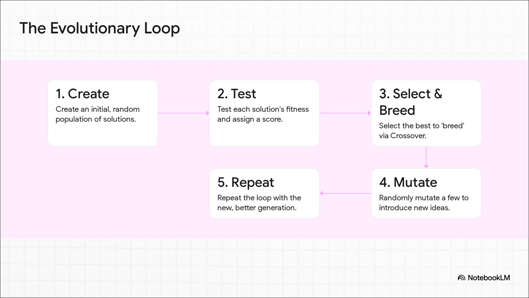The best solutions, the ones with the top scores, are chosen to breed, which means they mix and match their best features. Then, and this is super important, comes mutation. The program randomly changes a few of them. This is how you get new ideas into the mix so it doesn't get stuck. And then, the whole process just repeats with this new and hopefully much improved generation.